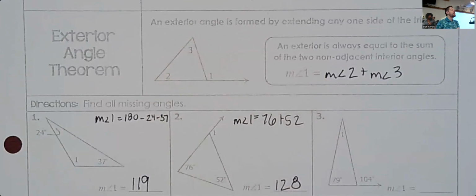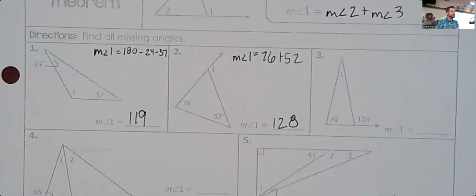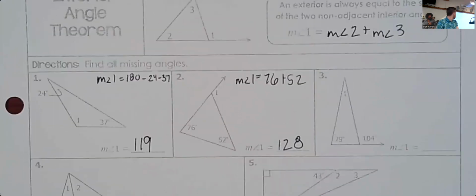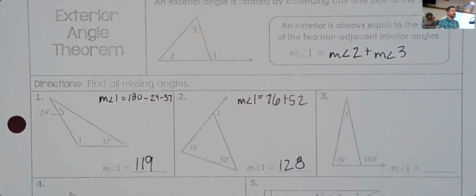Can it be equal? What if there's three angles inside the triangle? Like if it shows you all three of them. We'll talk about that. No, like the angle right next to the one. What if it has that angle 2? Then what is 1 equal? It's still equal to the two that are across from it on the inside.